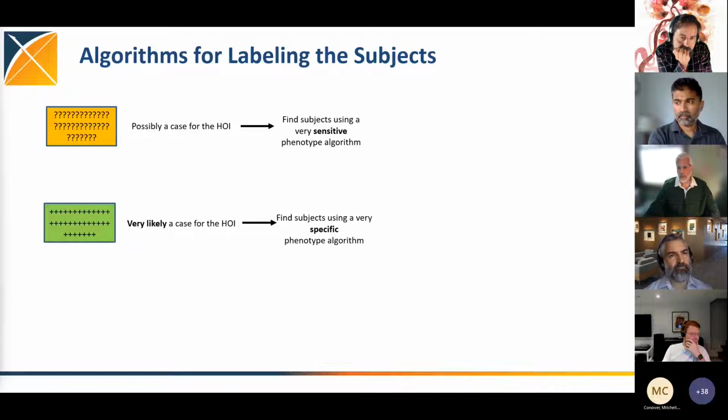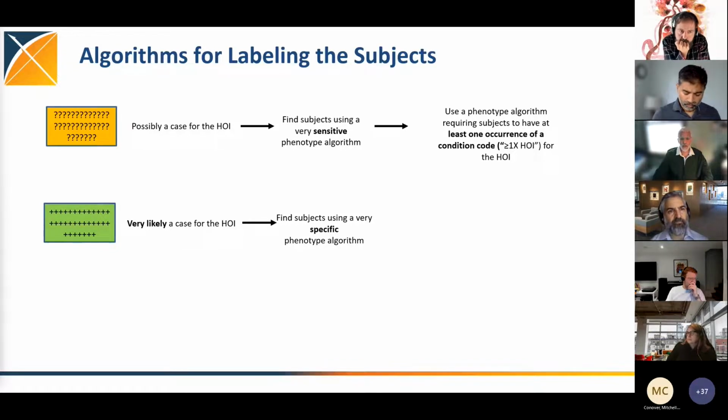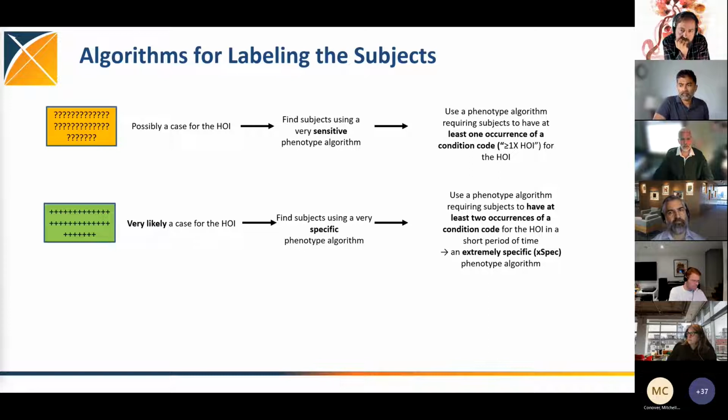So, for example, the way that we constructed the very sensitive phenotype algorithm, we looked at subjects who had at least one occurrence of the condition code. So for myocardial infarction, we looked for people who had one condition code of myocardial infarction. For the very specific one, we upped the ante and we looked at 2 occurrences of the condition code in a very short period. And we felt that this was a way to make a more precise algorithm, more specific for the condition.